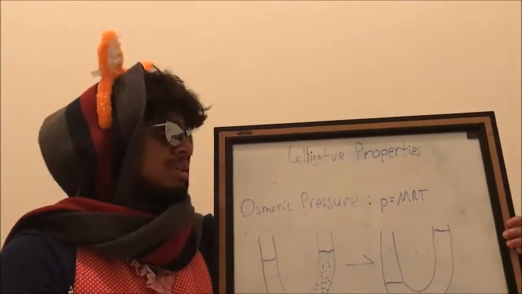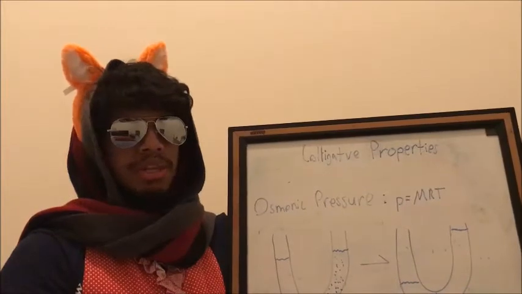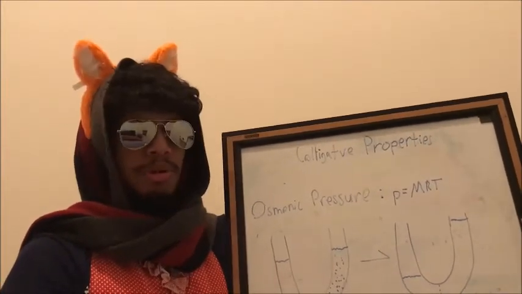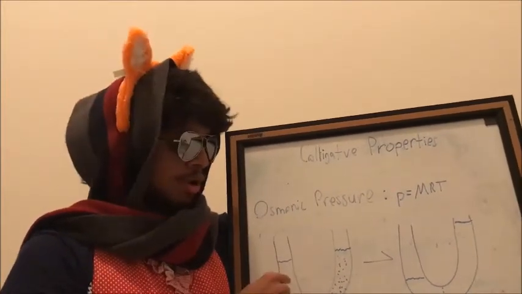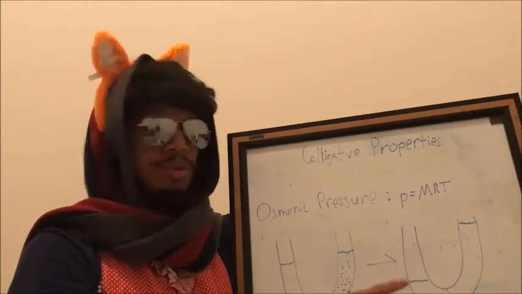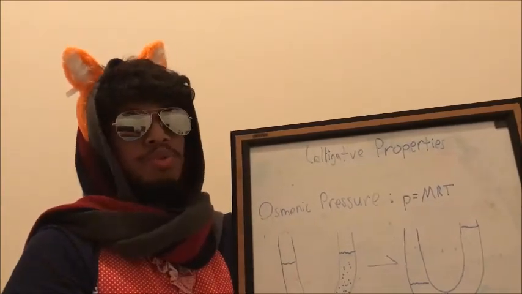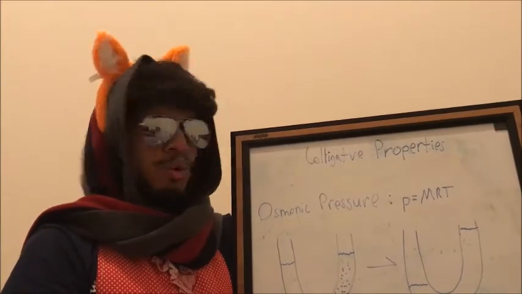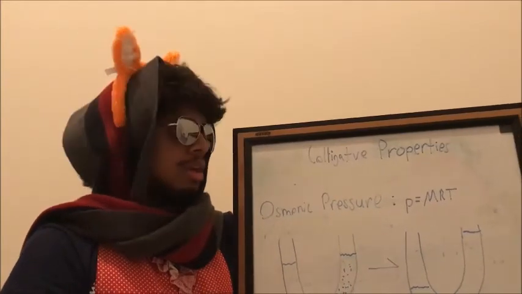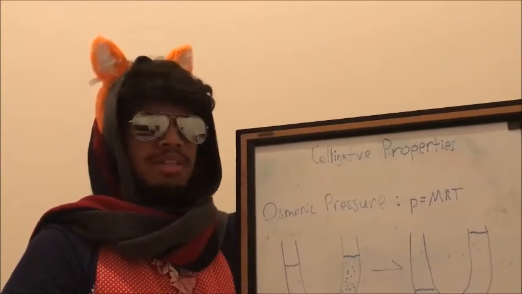Our next colligative property is osmotic pressure, and it's obviously related to osmosis. As you can see here on the right of the semipermeable membrane, the water is full of solute, so the water on the left of the membrane will move toward the right to dilute it. And osmotic pressure is the pressure required to stop osmosis. The equation for that is P equals MRT, M being your molarity, R being your gas constant, and T being your temperature in Kelvin.